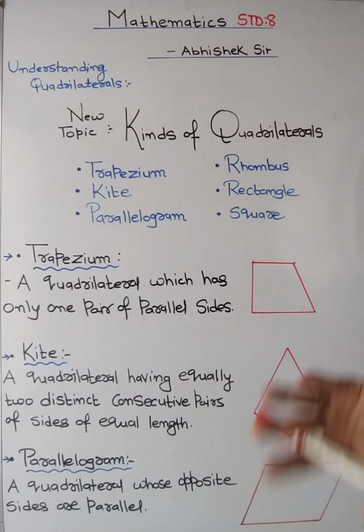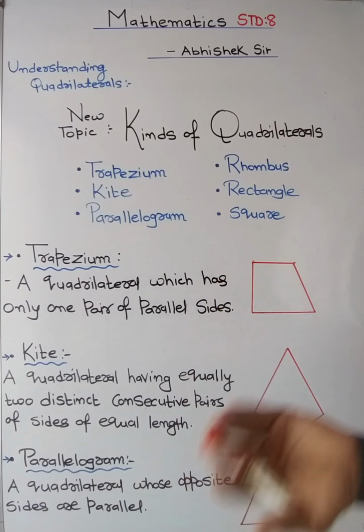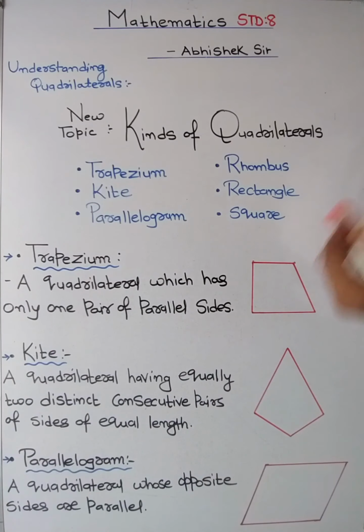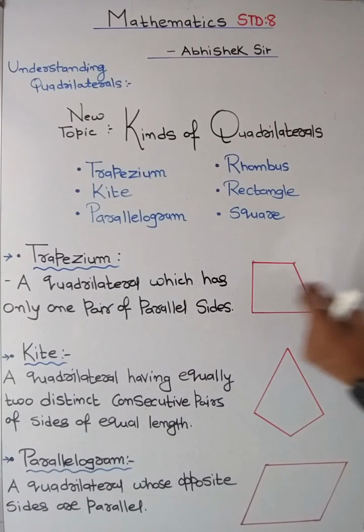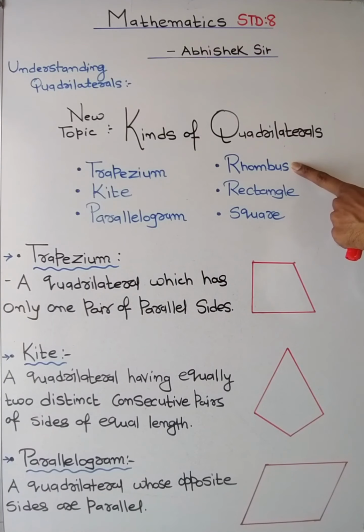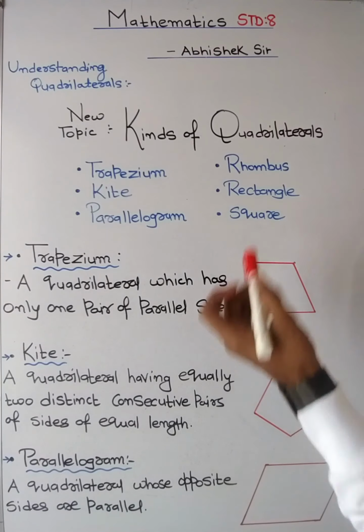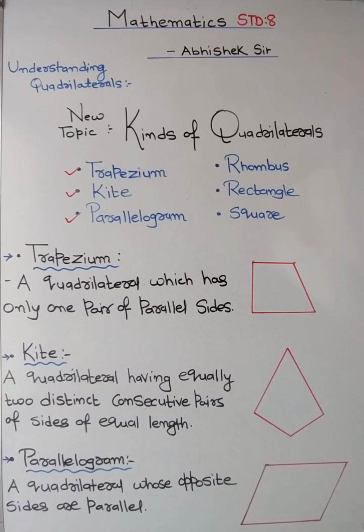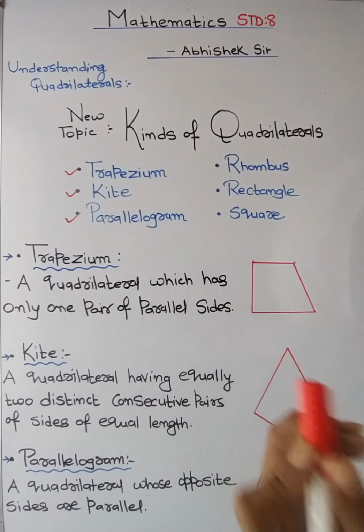We might have come across these kinds of quadrilaterals earlier as well, but today let us start with the detailed part of these quadrilaterals. So those 6 kinds of quadrilaterals are trapezium, kite, parallelogram, rhombus, rectangle, square. Right now we will deal with these 3 quadrilaterals, that is trapezium, kite and parallelogram. We will see the definitions of those and one example figure of them. Then we'll go for the properties, and based on these properties we will solve the exercise.